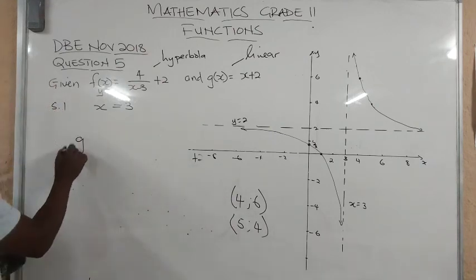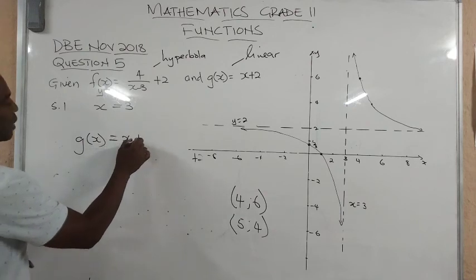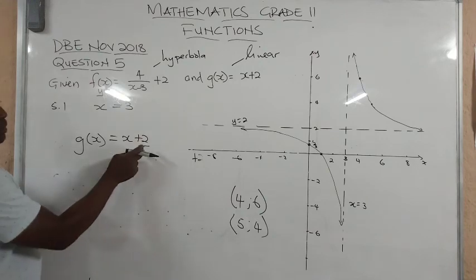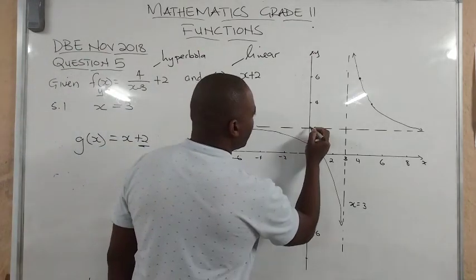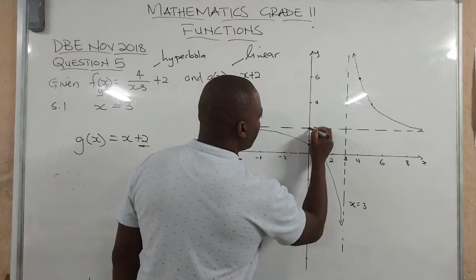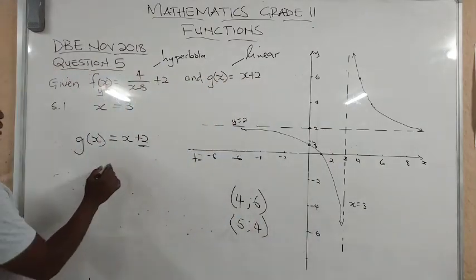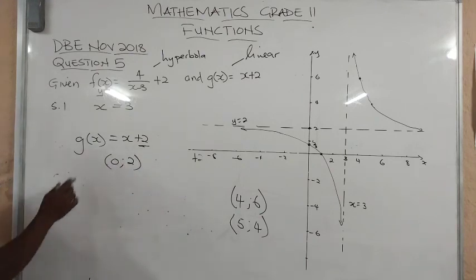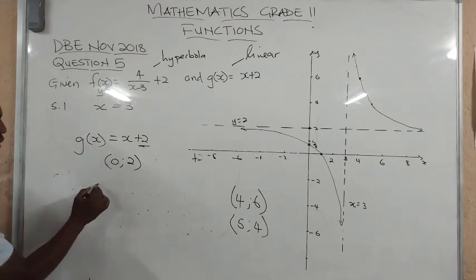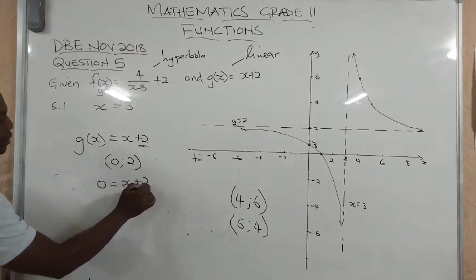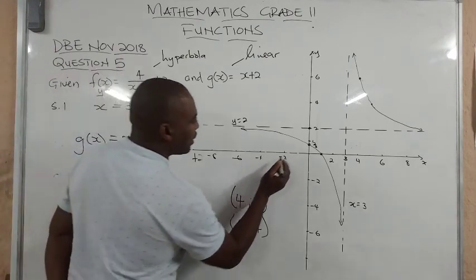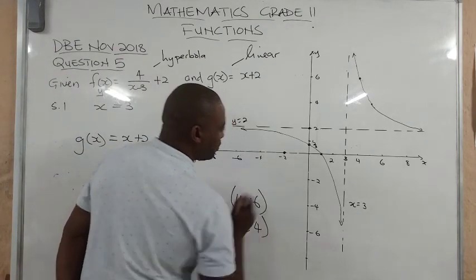So g of x is equal to x plus 2. Already we can tell the y-intercept, that is at 2. So it is going to cut the y-axis at 2. So that will be (0, 2). And then the x-intercept, it is when y is 0, that is 0 is equal to x plus 2, which will give us a value of negative 2. So it is going to cut the x-axis at point negative 2.